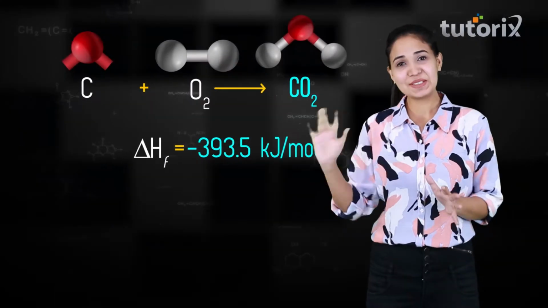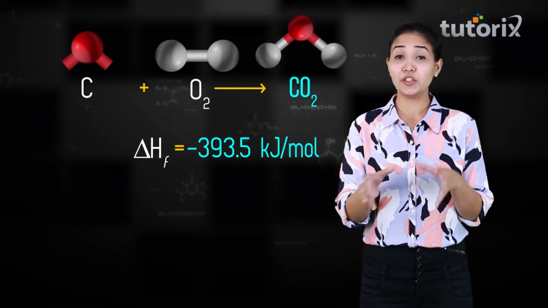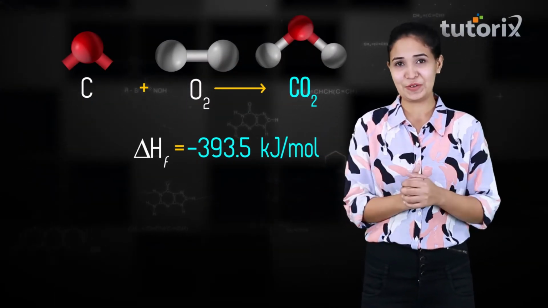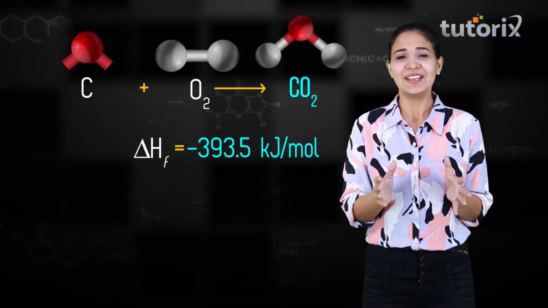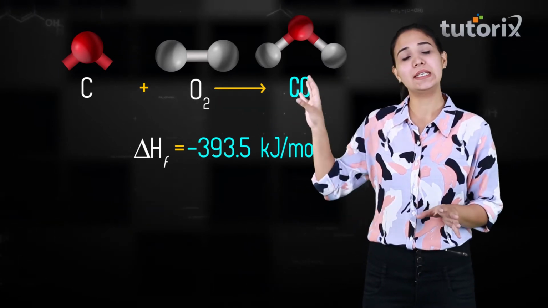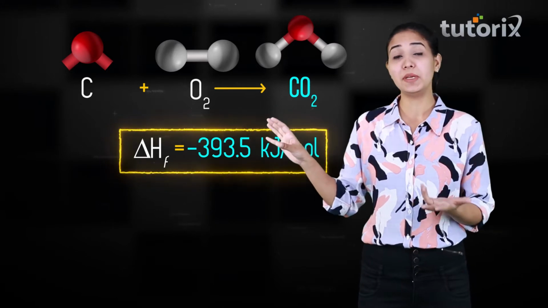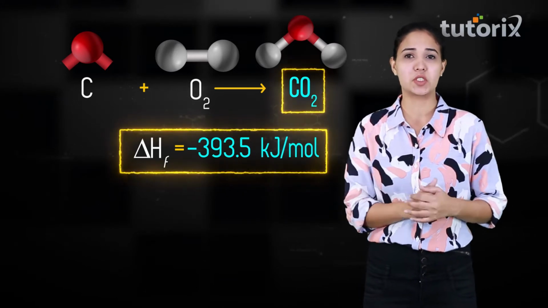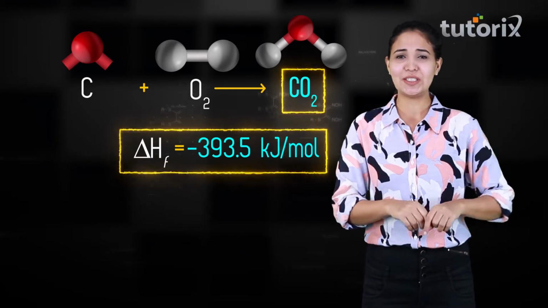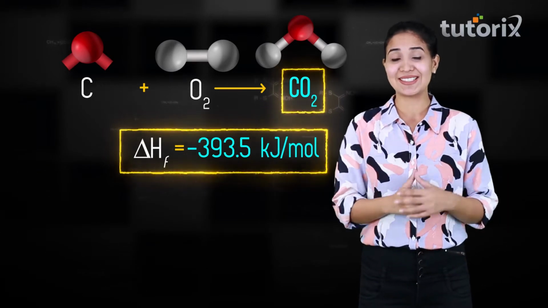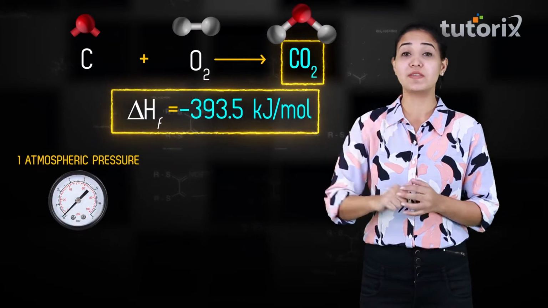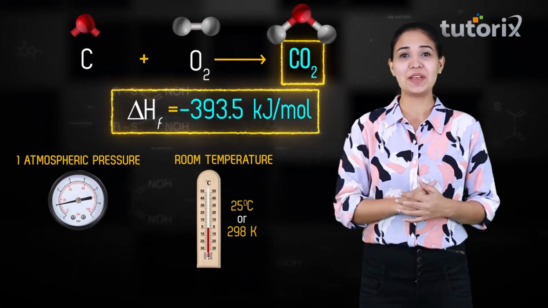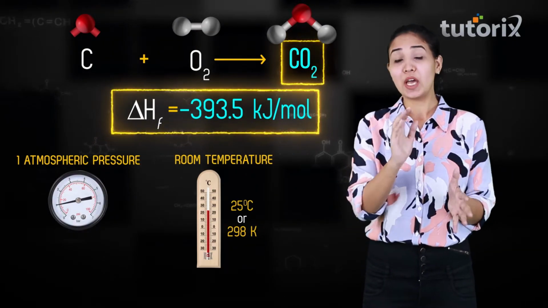So guys, this is where we are going to apply the use of the standard heat of formation. And how to do that? We are simply being provided the value of the heat of formation for the product. Correct? We are being given the value of carbon dioxide. And we also mentioned in the very beginning that the reaction is happening at 1 atmospheric pressure and at 25 degrees Celsius. Correct? So now you know what?